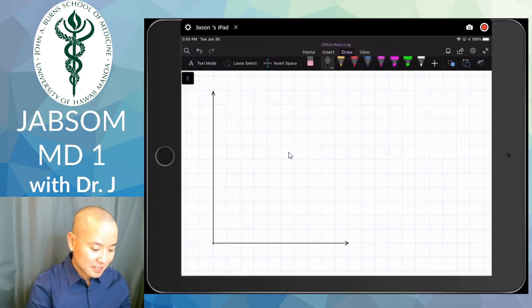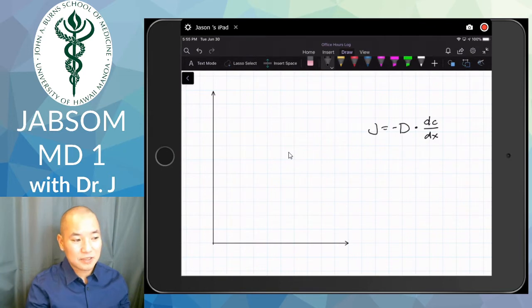So this equation is the diffusion flux. J, the diffusion flux, is equal to negative D, where this capital D is the diffusion coefficient, times the derivative of concentration over a location. Again, it's only showing one dimension in this case.